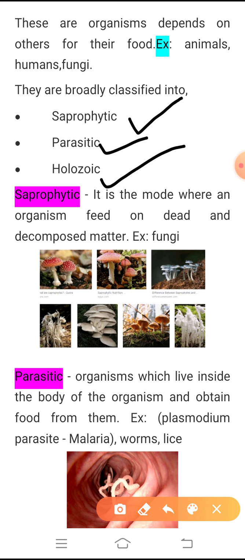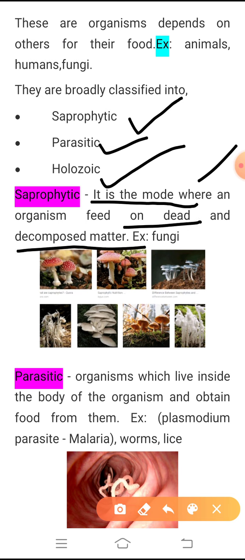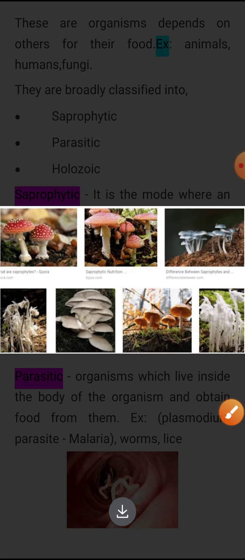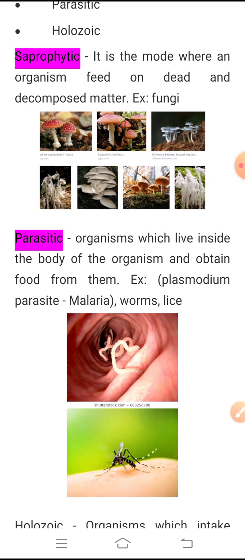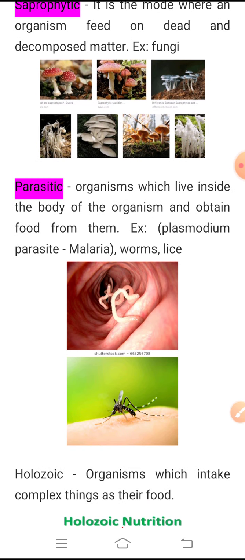So saprophytic. So here sapro means dead. It is the mode of nutrition where an organism feeds on dead and decomposed matter. You can see there are so many examples given here. All these organisms, like fungi or saprophytic organisms, depend on dead and decomposed matter for their development. Okay, so next let us understand what is parasitic.